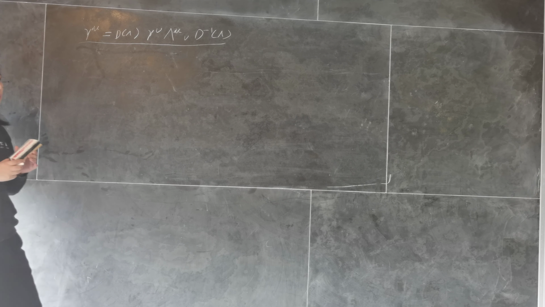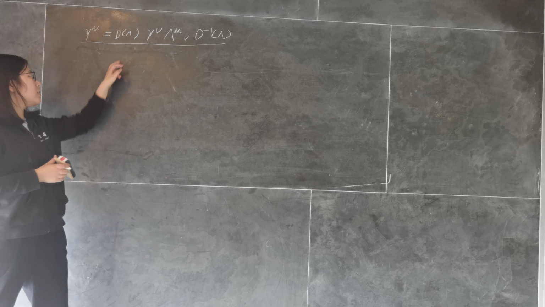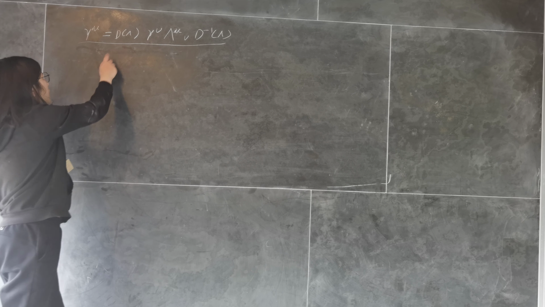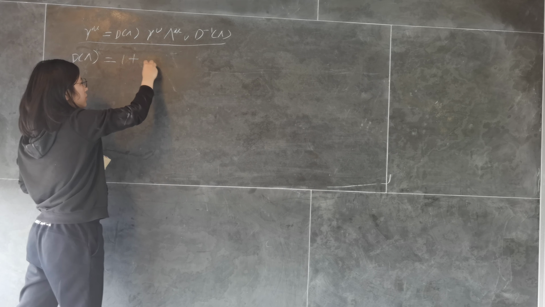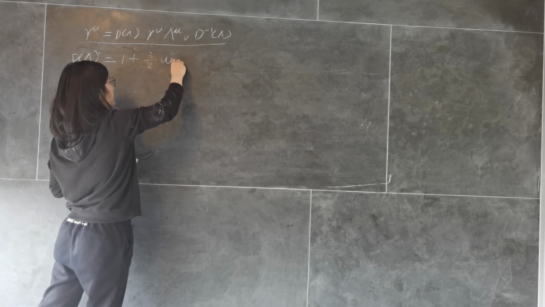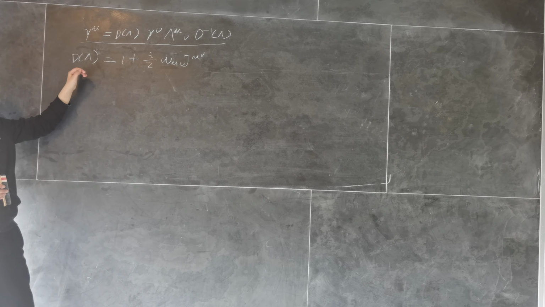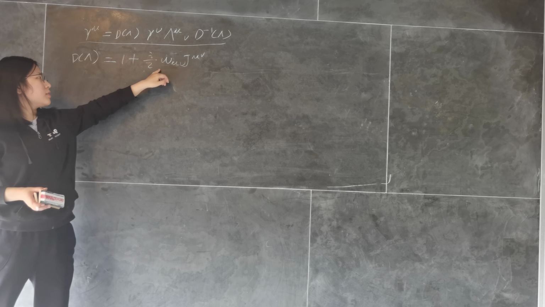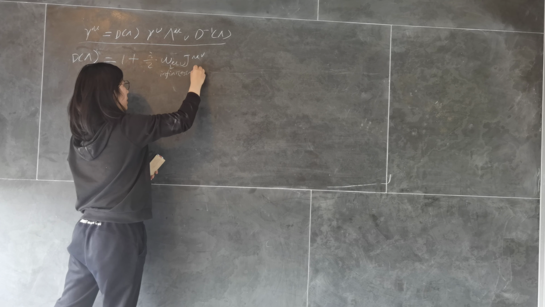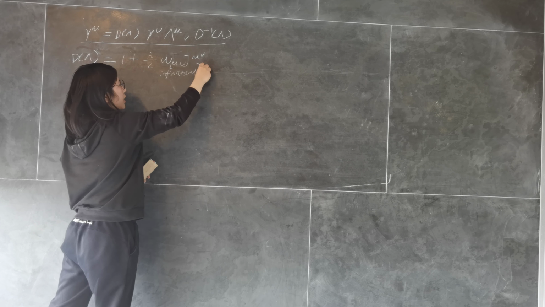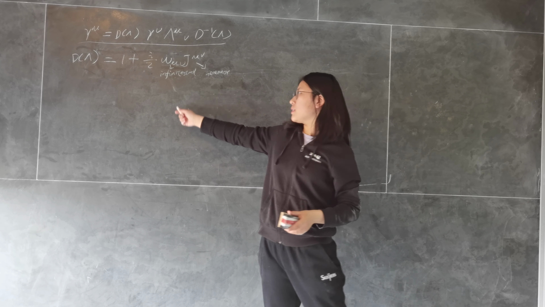First, let's talk about D of lambda. D of lambda is a matrix representation of the Lorentz group, so we can expand it near identity. We can expand D of lambda as 1 plus i over 2 omega mu nu J mu nu. Omega mu nu here are infinitesimal parameters, so we expand D of lambda to first order, and J mu nu here are the generators of our Lorentz group. Okay, so this is our expansion.